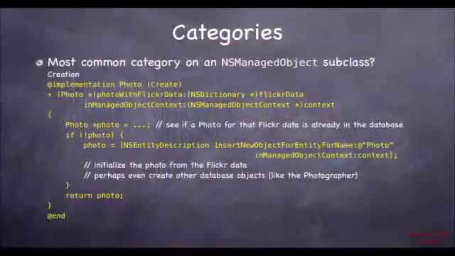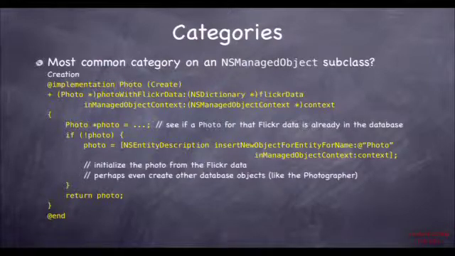It can also be abused where people go around adding a lot of methods to fundamental core classes, trying to change their behavior and all that. And again, as long as you're not trying to replace a method, usually you won't get into too much trouble. So what's the most common category that we add to an NSManagedObject subclass, like Photo or Photographer?